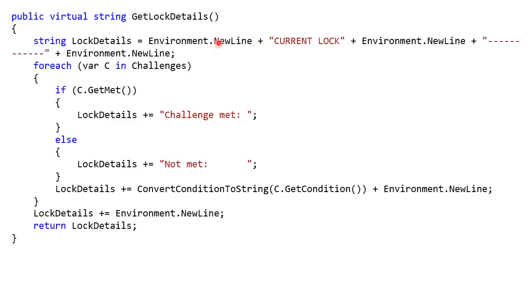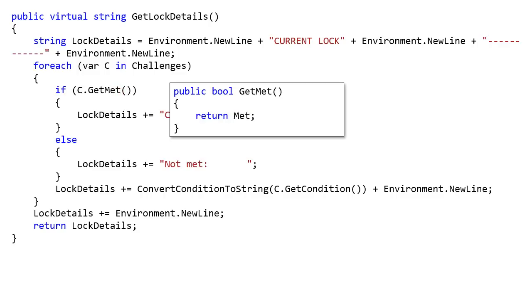So the first line that it creates here is just a heading. It then iterates here, so it loops through each of the challenges in that list of challenges, and each time it goes through each one, it calls the GetMet method. If c.GetMet, that's basically saying if that's returning true. So if it's true, it's going to do this, otherwise it's doing this. So the GetMet method, here we go, is just a standard getter, or to use a proper term, an accessor method.